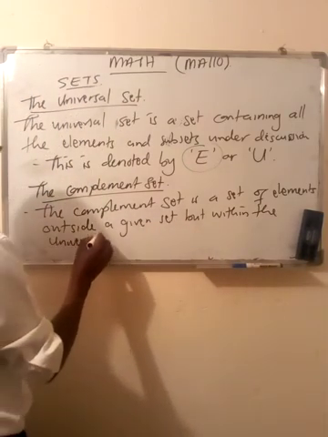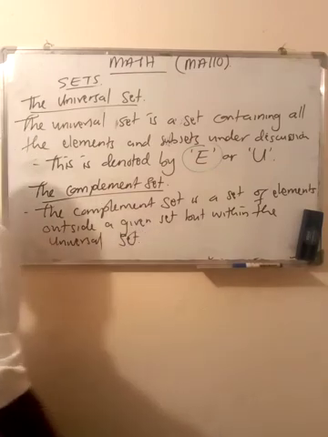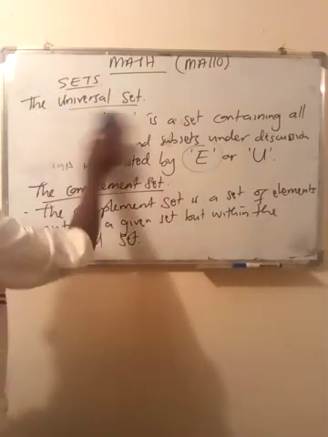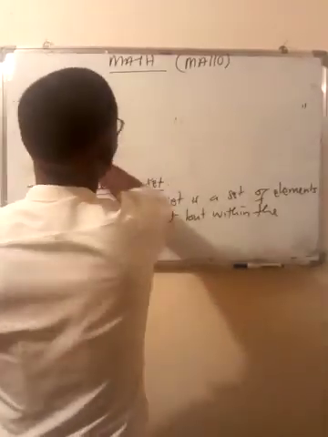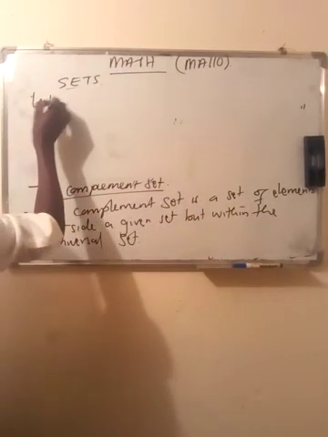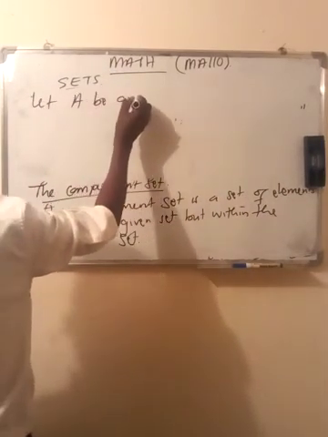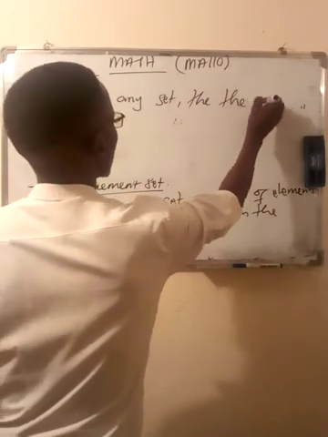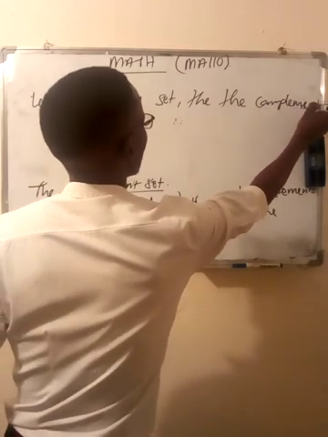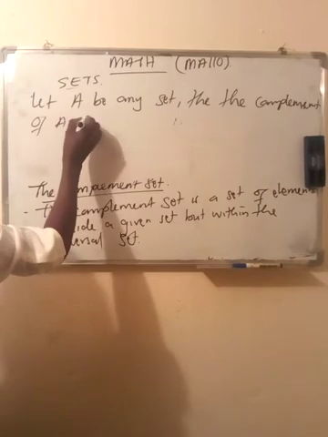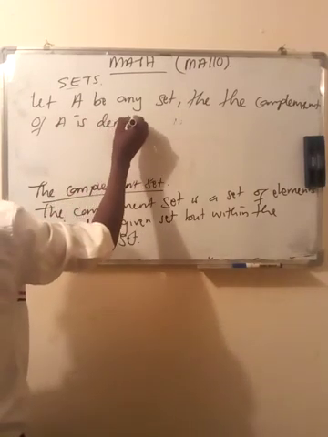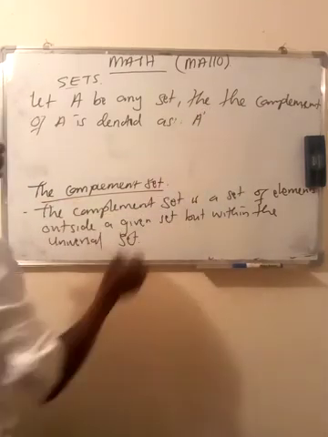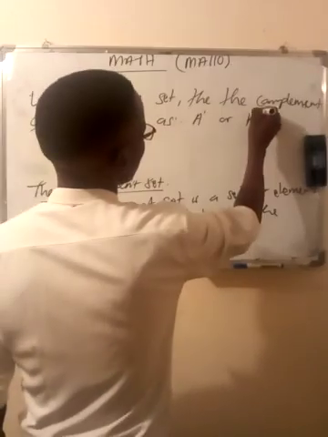So let's say let A be any set, then the complement of A is denoted as A with an apostrophe like that, or A with a superscript C, but most of the times we're going to be using this one. So that is how we denote a complement of a set.